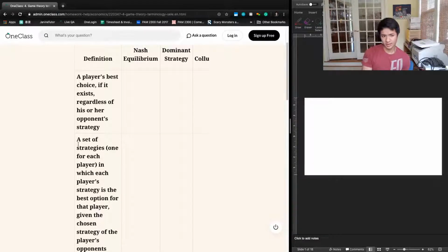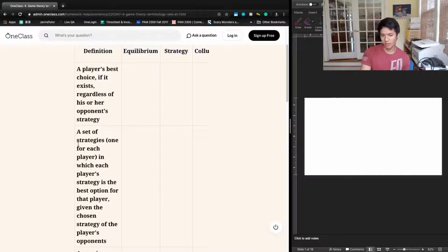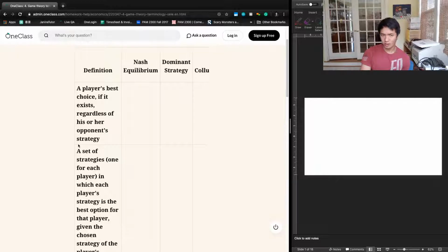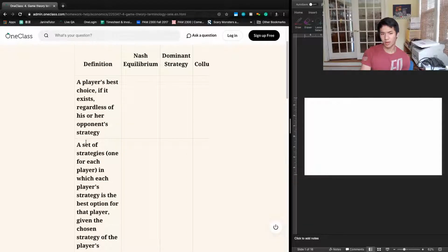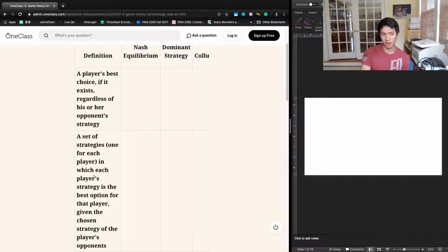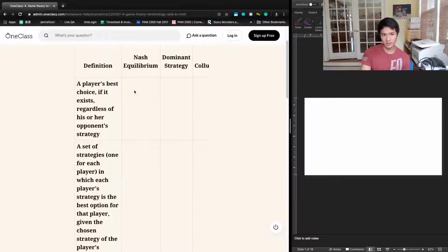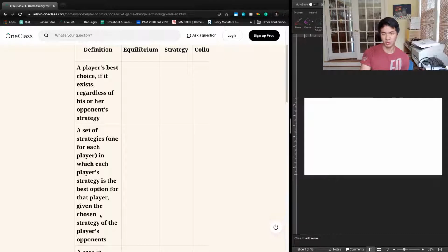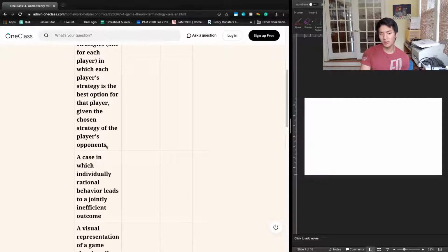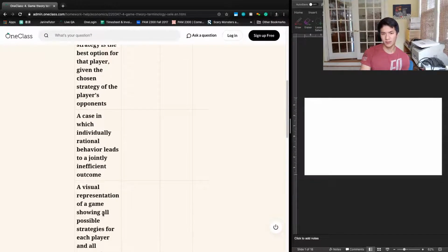Next definition says a set of strategies, one for each player, in which each player's strategy is the best option for that player, given the chosen strategy of the player's opponents. And so this is going to be basically an equilibrium point that you reach based on your assumptions for other players' choices. And it's going to be what we call Nash equilibrium, a set of strategies for both parties that results in equilibrium given each other's strategy. The third says a case in which individually rational behavior leads to a jointly inefficient outcome.